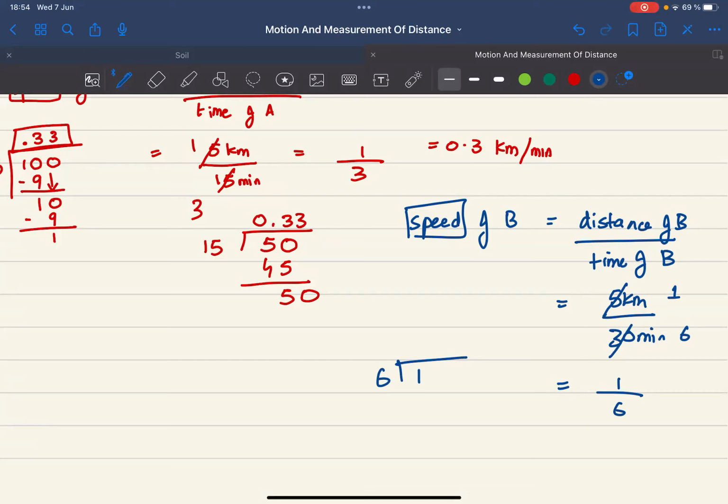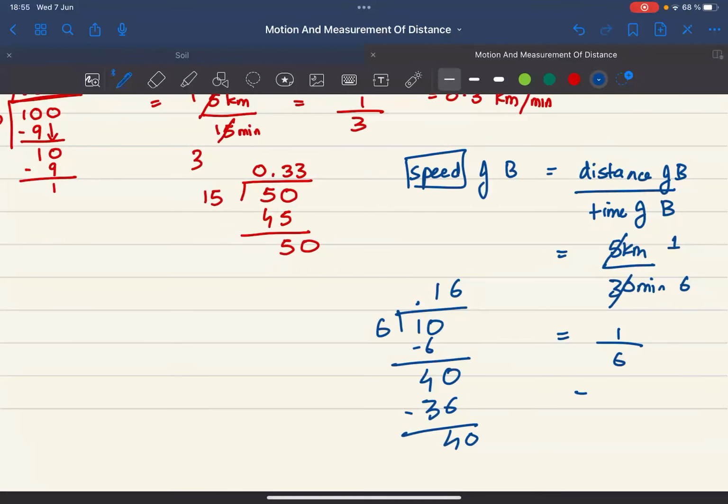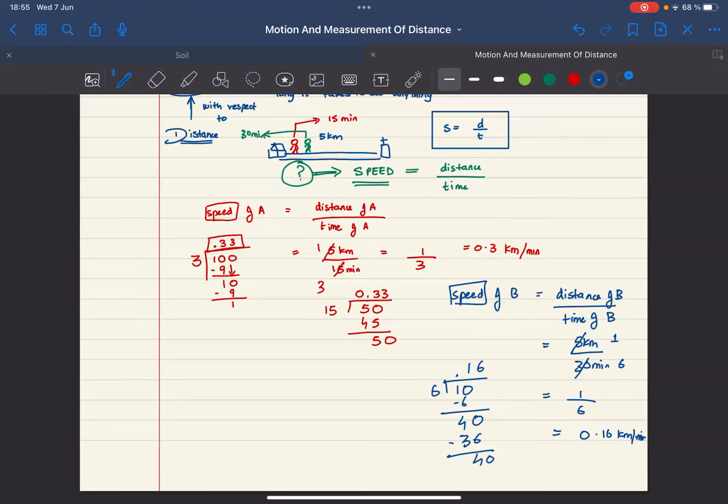Ma'am, first we'll keep a point. And we'll keep the zero at the right side of the one. And then we'll keep one up, and then six, we'll get four. And then zero. And then 6 up, so we'll write 6 up. And then again it will keep on going. So the answer will be 0.16 kilometer per minute. Okay, very good, Advika. So this is how you'll be solving the problem, guys.